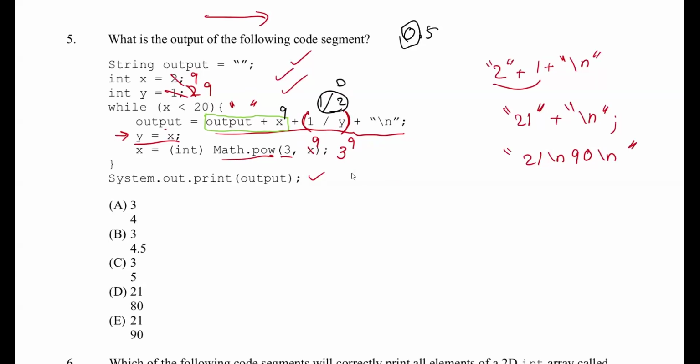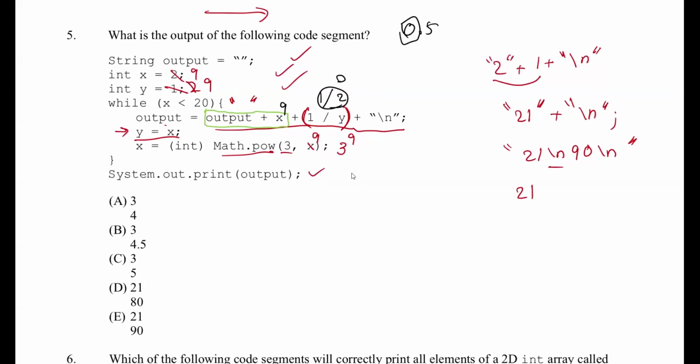It will be like a string. But when you print it out, it will print these two first, and then backslash n becomes the next line, and it will go to here. So the answer will be E.